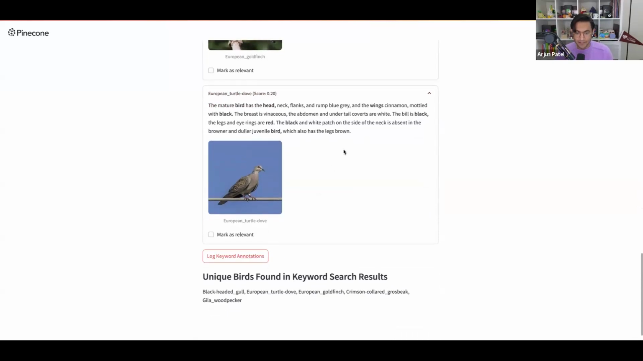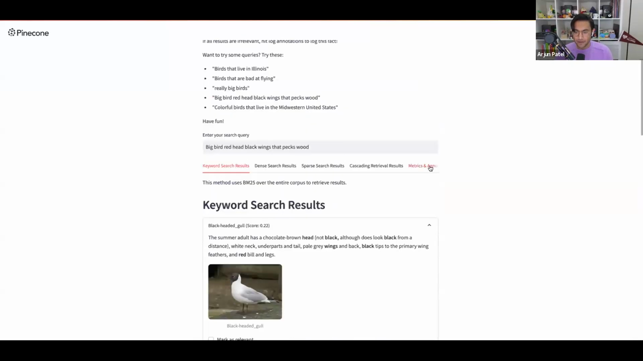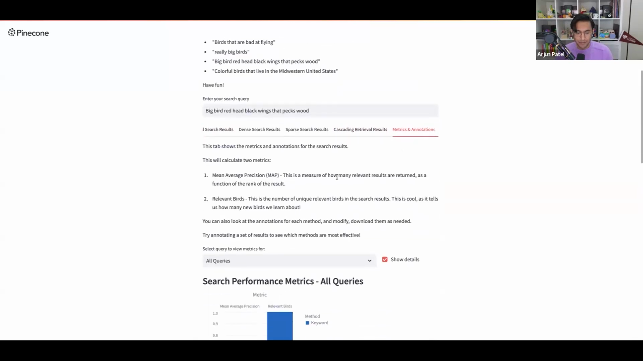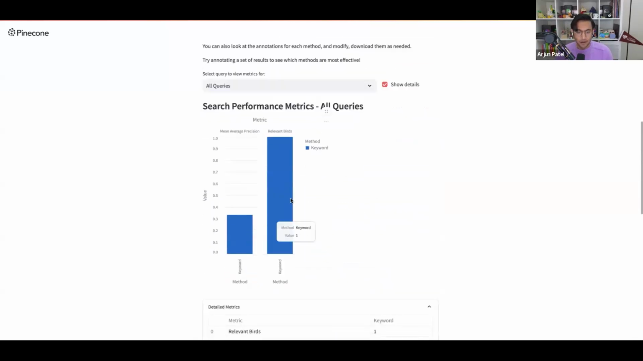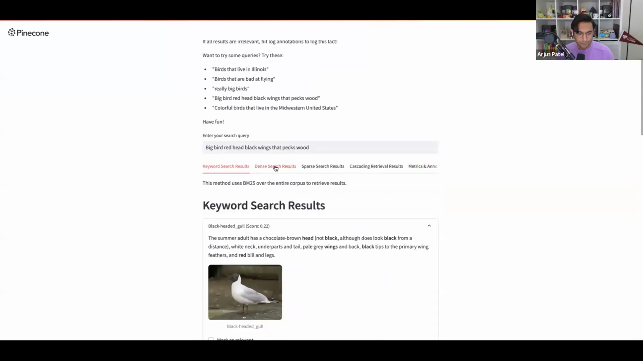I'll hit log keyword annotations, and this will save the results back into the metrics tab, which will let us see how well we did at finding relevant birds. We found one, and what the mean average position of those results was.